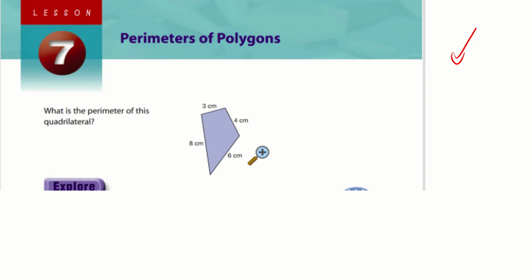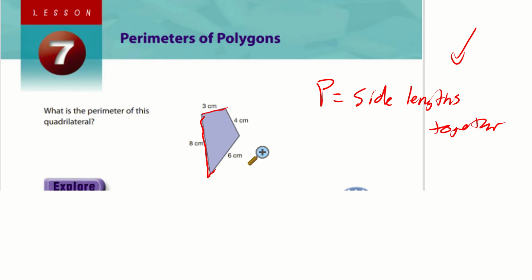So perimeters. The first thing you need to know is that perimeter is P equals all the side lengths together, all right? What we mean by that is we have a shape here. We have a side of 3 centimeters, a side of 8 centimeters, a side of 6 centimeters, and a side of 4 centimeters.